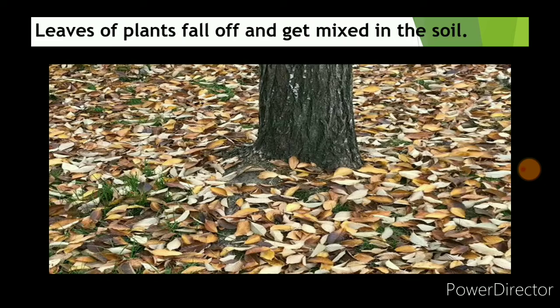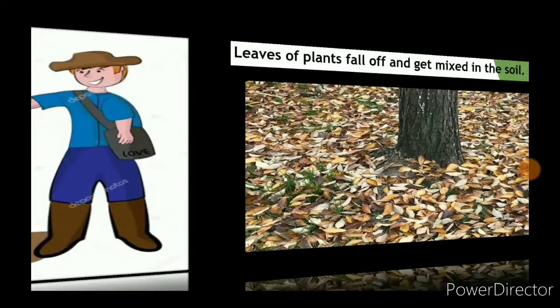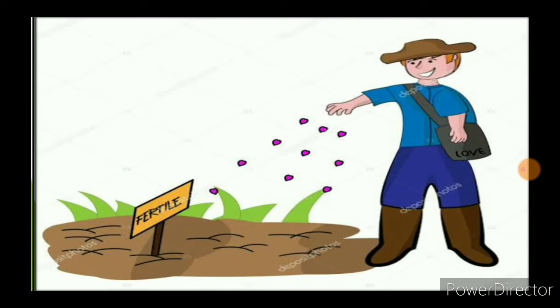When the remains of dead animals and the leaves which fall off from the plants get mixed into the soil, it makes the soil fertile. Fertile means the soil which has many minerals. Minerals make the soil nutritious. The soil which has many nutrients and minerals is called fertile soil. Such type of soil helps the plant to grow healthy.